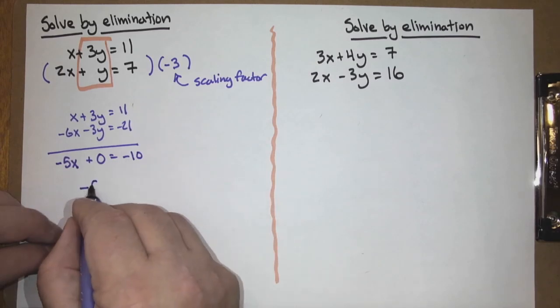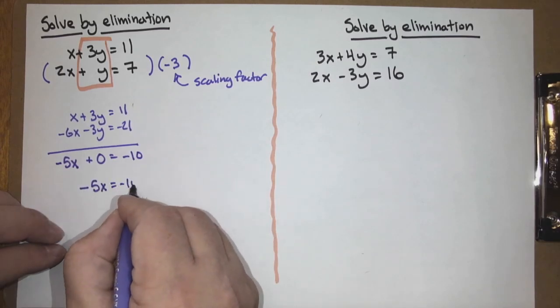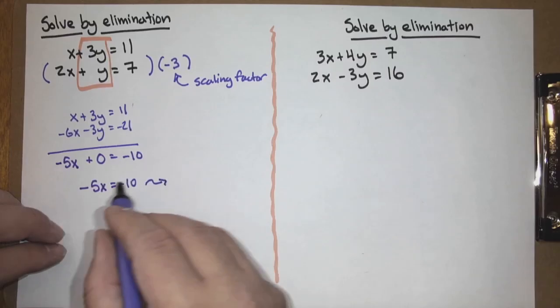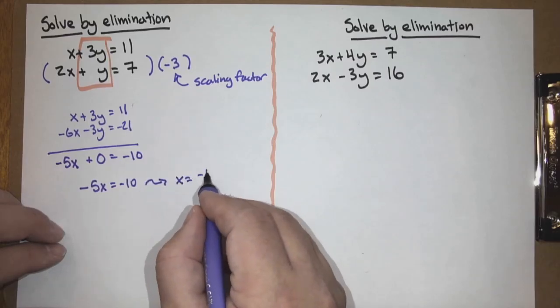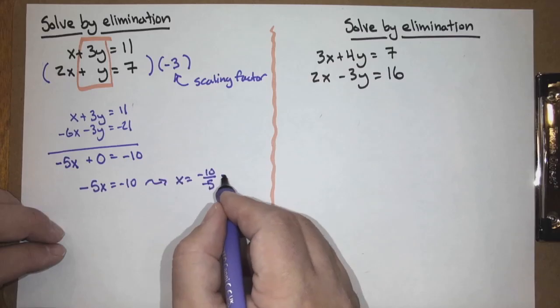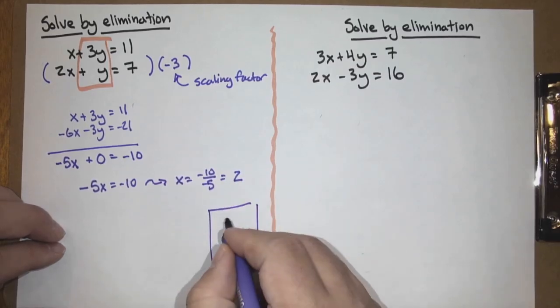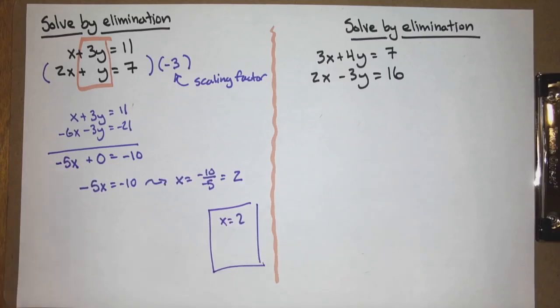So we now have a simpler problem to deal with. It's one equation, one unknown. Divide both sides by negative 5, and we get that x equals 2. All right, so x equals 2. Woohoo! Are we done? No. But we're close. What do we do with that?